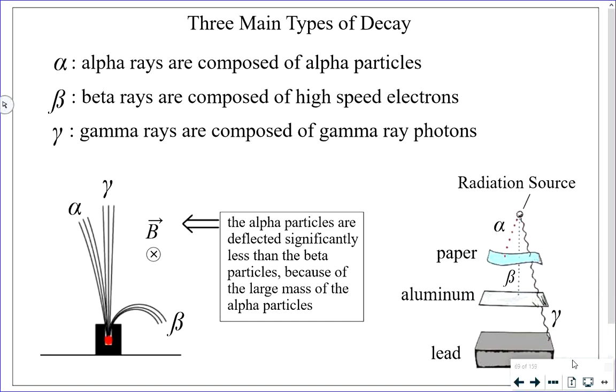And paper is enough to stop the alpha radiation, aluminum is enough to stop the beta radiation, and lead is enough to stop the gamma radiation. You know, you need a thickness of each of those. It's not a single sheet of paper necessarily, or a single layer of aluminum, but you get the idea.